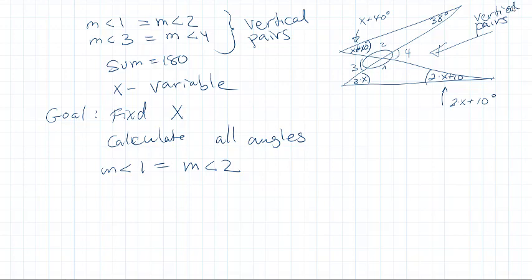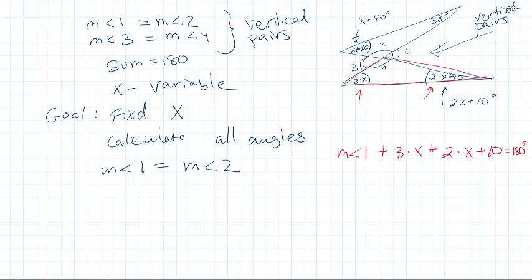Well, let's look at angle 1 first. Angle 1 is part of the triangle that I will highlight in red. Because it's part of that triangle, we know that the measure of angle 1 plus 3 times x plus 2 times x plus 10 equals 180 degrees, because it's the sum of the 3 angles of a triangle.